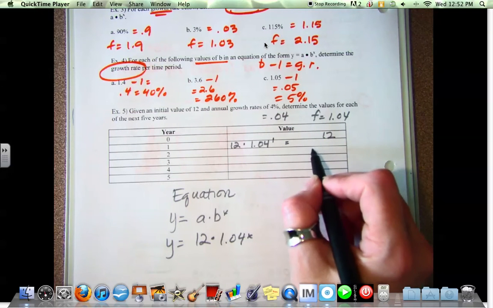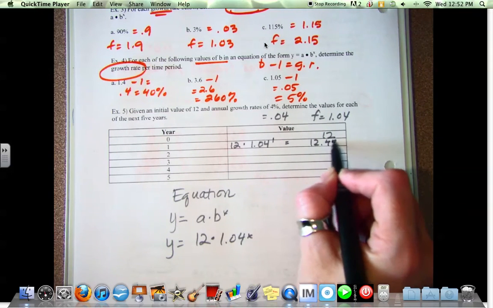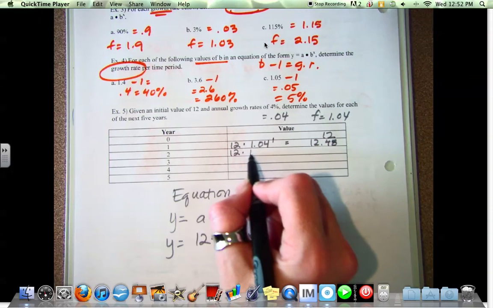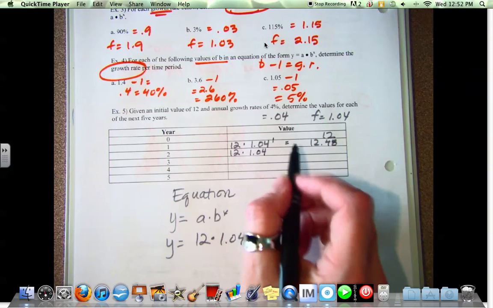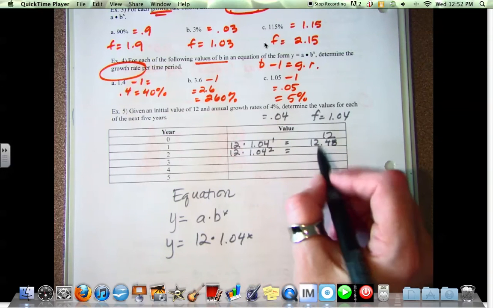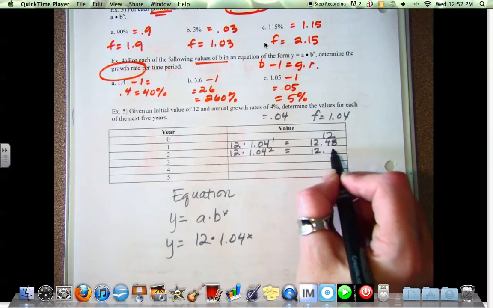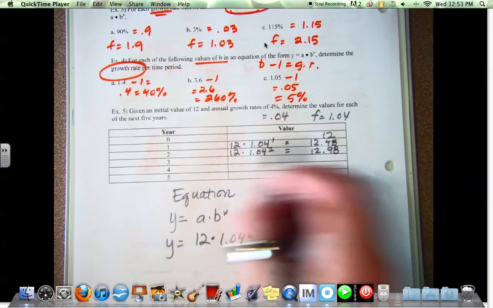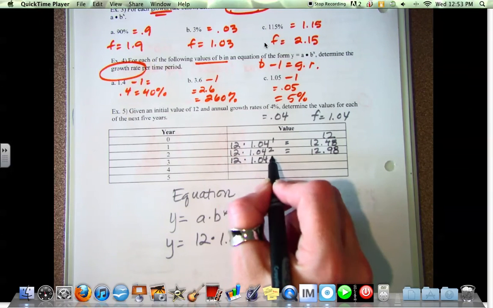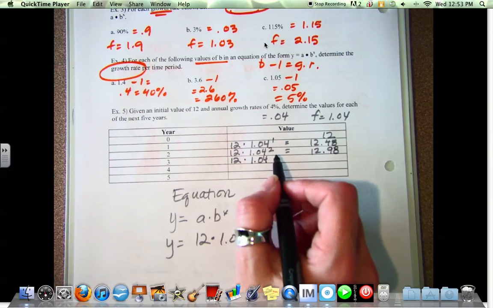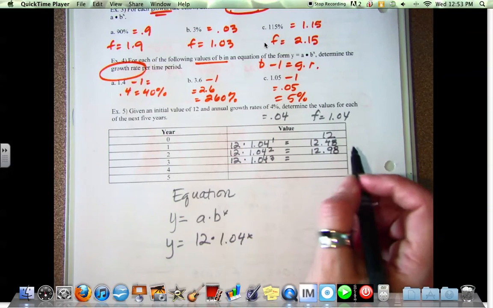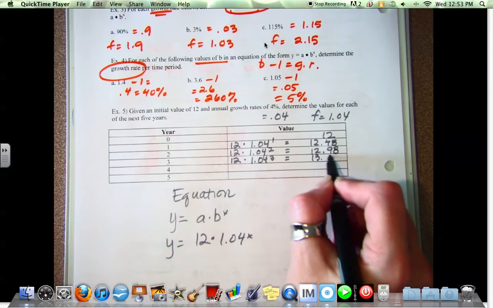12.4. Yes. All right, for year 2, I have 12 times 1.04 to the what power? And that gives me a value of 12.9. Third year, 12 times 1.04 to what power? 3. Which gives me a value of 13.5.